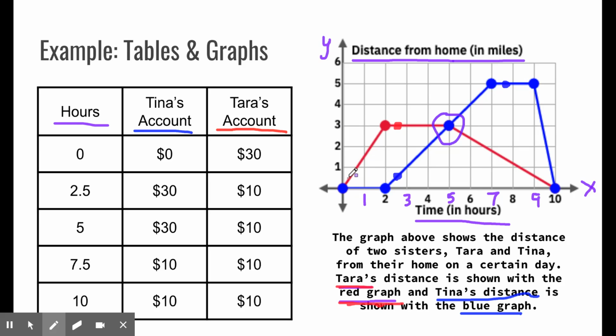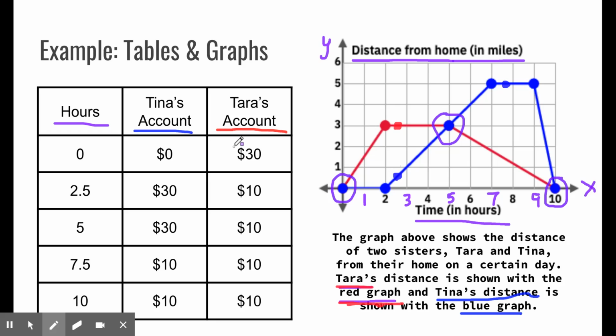A few other points of intersection, places where they're the same, are here at 0 hours. They were both 0 miles from home. They were both at home. And again, at 10 hours, they were both back at home. This might indicate a day that they spent out, maybe on a weekend, and then maybe after 10 hours, it was their curfew, so they had to be back home. Maybe that's why Tina was running so fast.